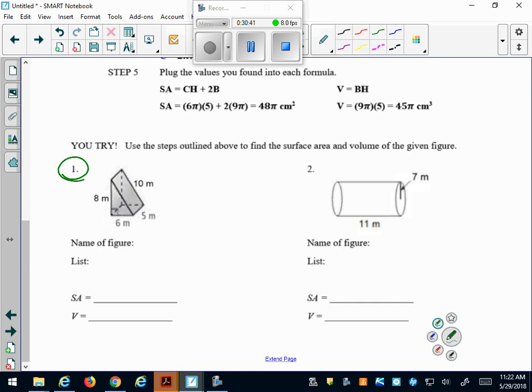Okay, so the base is a rectangle, so we're going to call, I'm sorry, the base is a triangle. After all that, I said the wrong word. The base is a triangle, so we're going to name this a triangular prism. Now, everything has to do with the base. So, when we make our list of capital B, this is going to be area of the triangle.